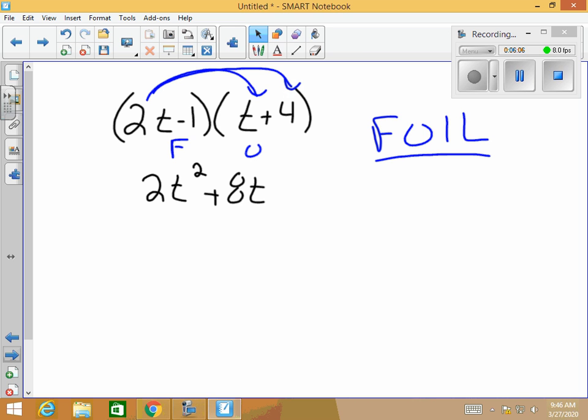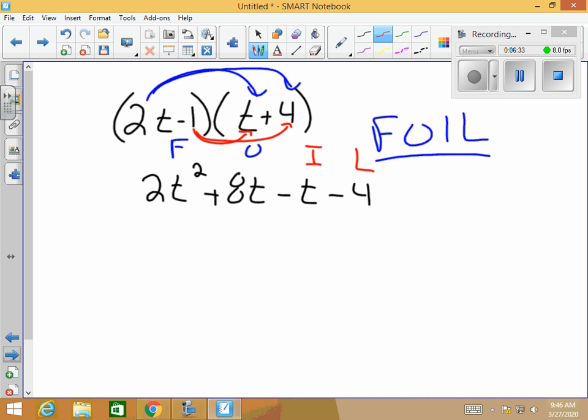And then let's go I, which is insides. So now I have a negative 1t, or just simply negative t, which is my insides. And then I do my last. And a negative 1 and a positive 4 is a negative 4. And I end up with my last. So you can see that this FOIL thing works.